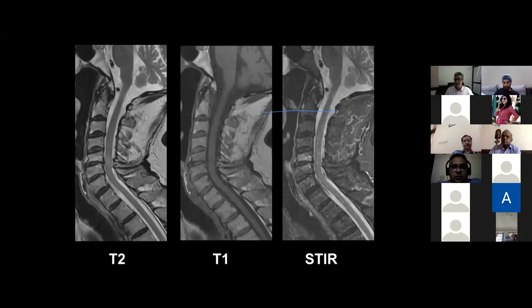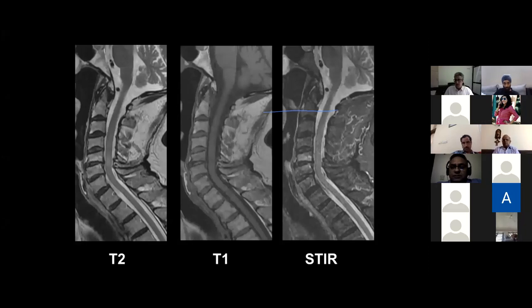A thecal sac of 10 millimeter is normal anywhere, cervical, dorsal, lumbar. Below that, it is a compression of the thecal sac. And how much less do you feel we have to intervene? Less than 5 millimeter, do you think it's significant? A very wonderful question.